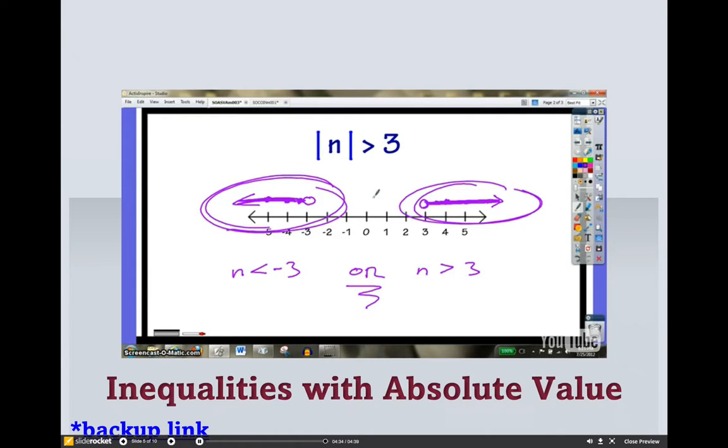Alright, so that's a little bit about inequalities with absolute value. Let's take a look at the next example on the next slide.